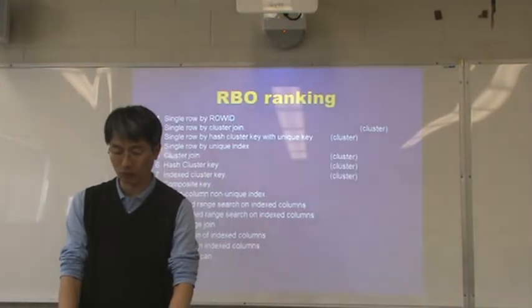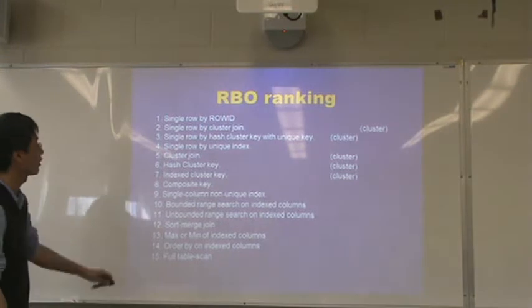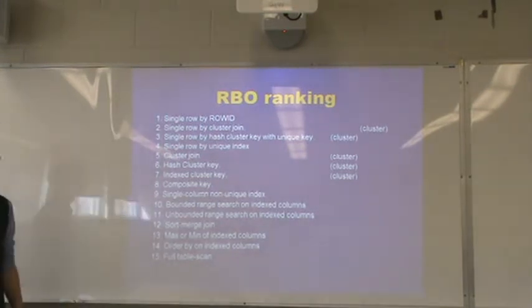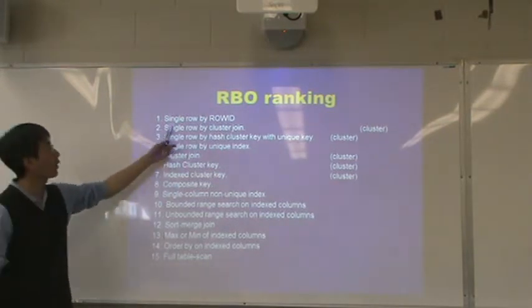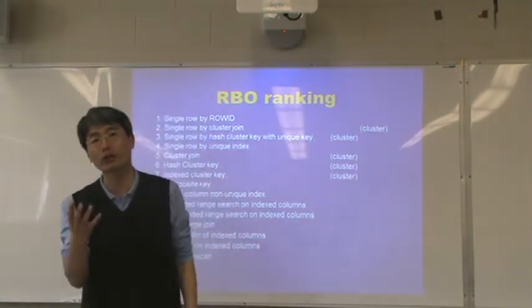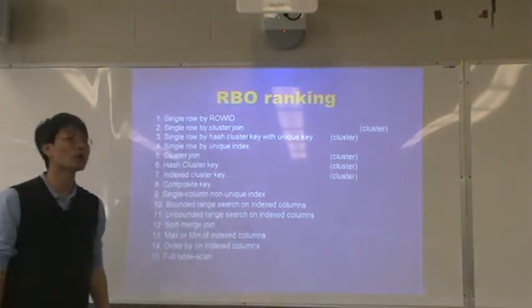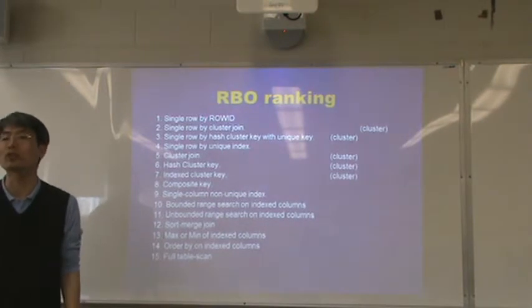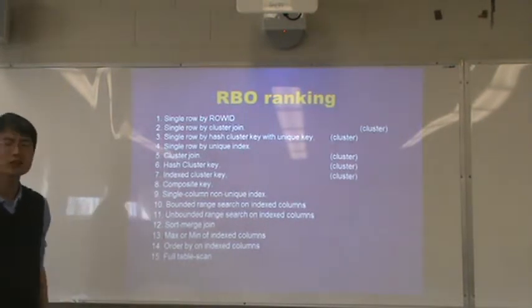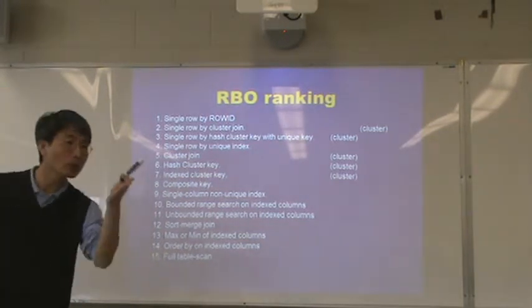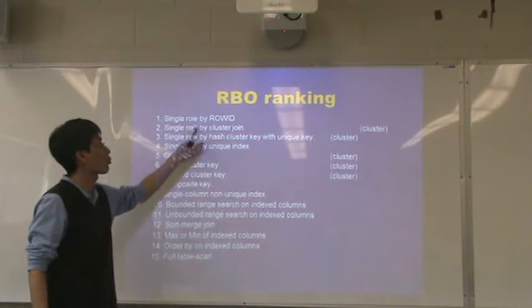So that is a rule-based optimizer. As I said, there are 15 rules in Oracle RBO. The first one is ROWID. ROWID is a kind of pointer, which is the fastest way to access the data. However, nobody uses ROWID in their query, but if you know it, you can use it in the query. ROWID is a 12-digit, certain weird number. Nobody actually uses it, but if you know that number, that is the fastest way.